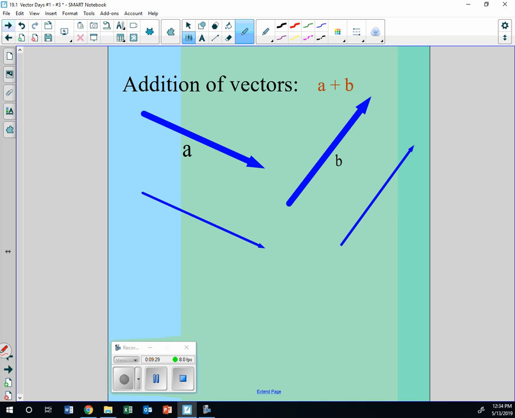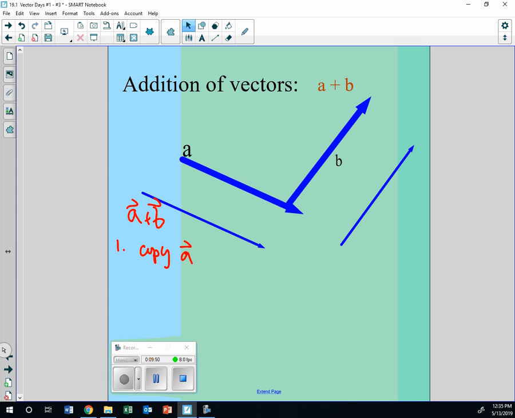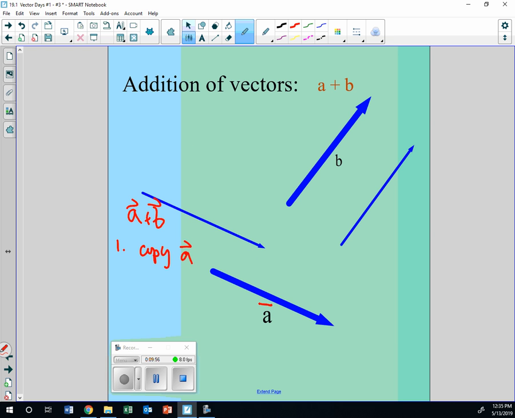Well, now let's get to the good stuff. Now we're going to draw vectors. We're going to add vectors together. Drawing a sum has some steps. A plus B. The steps are kind of easy. First, you should copy the first one. Copy A. So I'm going to copy A here. Move that down there.